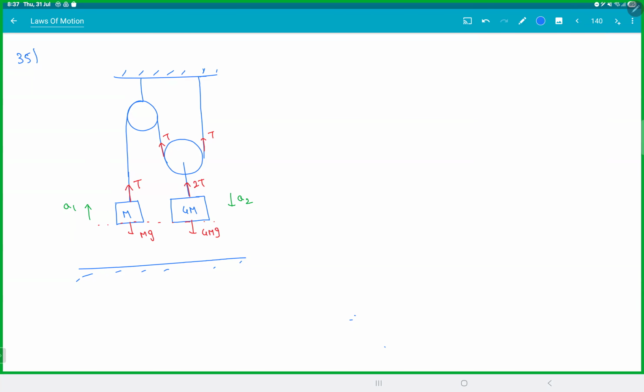So step 2, find the relation between them. Constraint method: T into A1 plus tension 2T into minus A2 is equal to 0. So we have A1 is equal to 2A2. This is the relation between the accelerations. They're not the same.